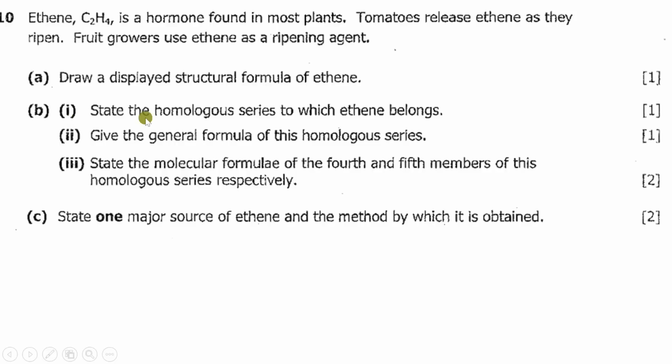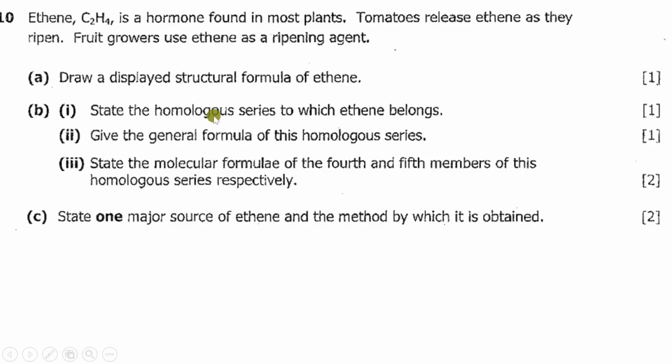B1. State the homologous series to which ethene belongs. 2. Give the general formula of this homologous series. 3. State the molecular formula of the 4th and 5th members of this homologous series respectively. Then C. State one major source of ethene and the method by which it is obtained.